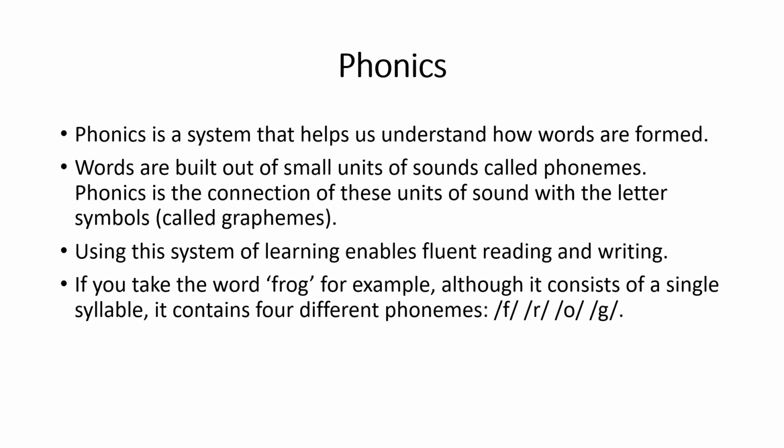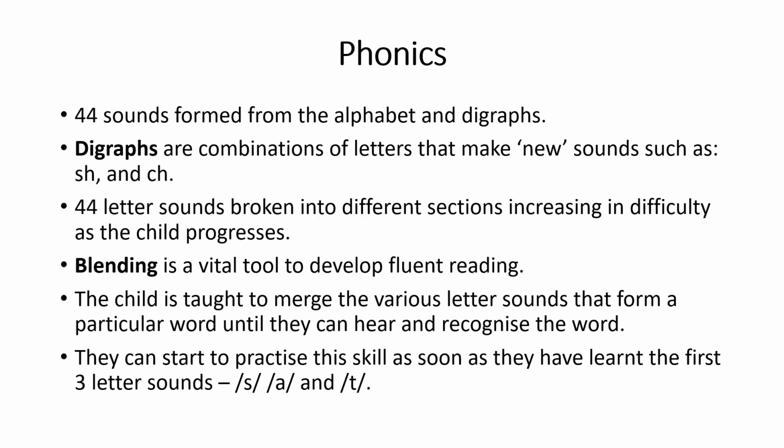So for example, if you take the word frog, although it consists of a single syllable, it contains four different phonemes. They are f, r, o, g, and together it produces frog. As we know, there are only 26 alphabets in English, but in total they produce 44 sounds, and these 44 sounds are formed not only by single alphabets but also digraphs. Digraphs are combinations of letters that make new sounds such as sh and ch.